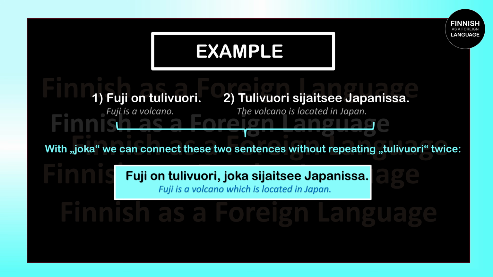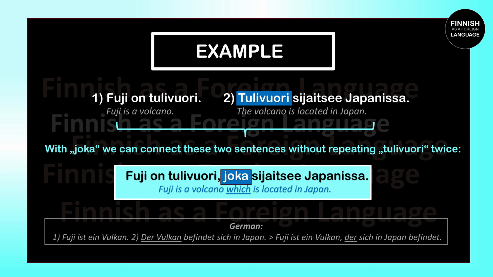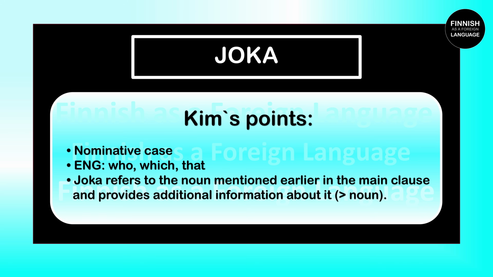So as you see here, instead of saying twice Tulivuori, we can replace the second Tulivuori by using Joka. So the extra information we get through Joka here is that Fuji is located in Japan. Alright, that was our introduction. Now let's focus on all the different Joka forms. We start with the most common one, which is Joka nominative case. So here's our first example.